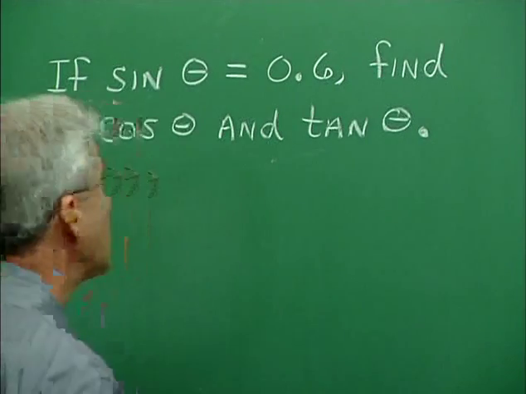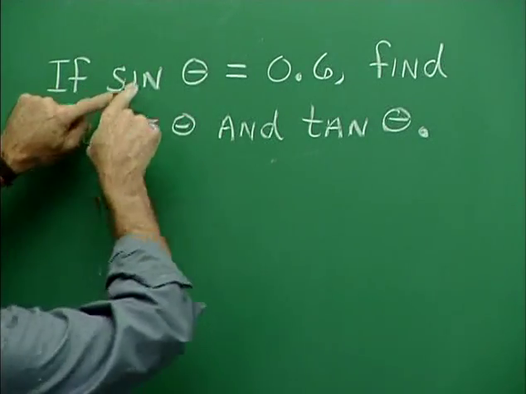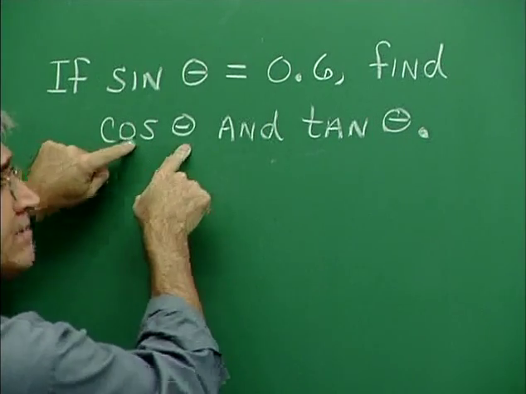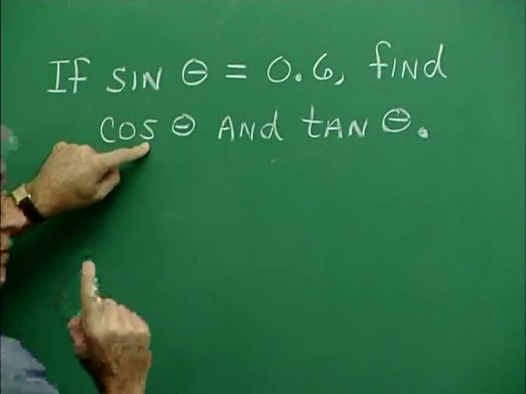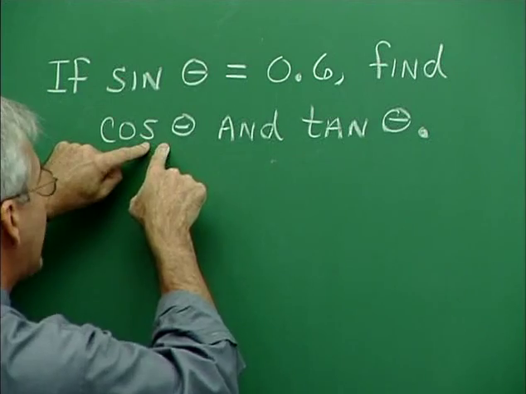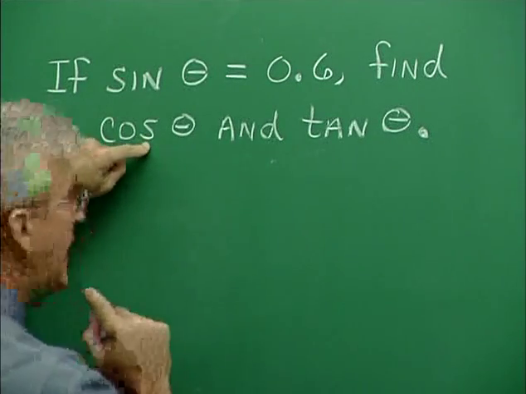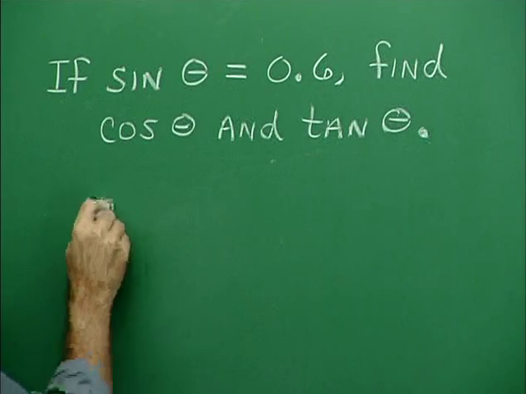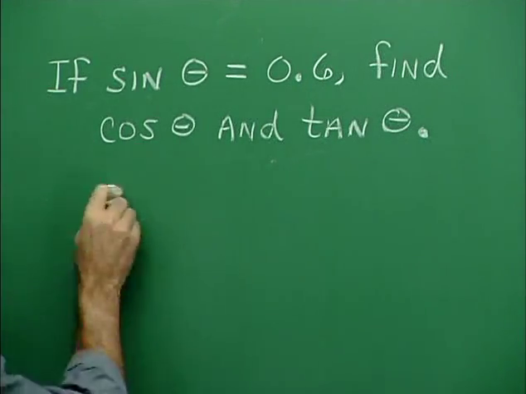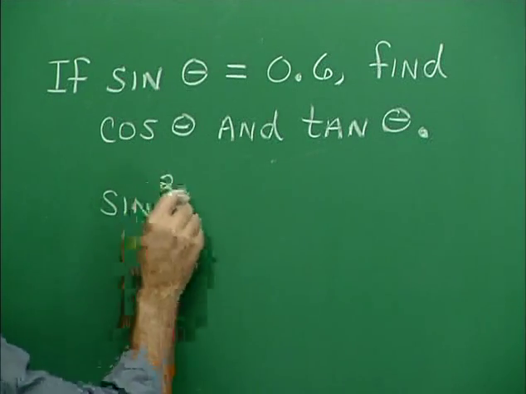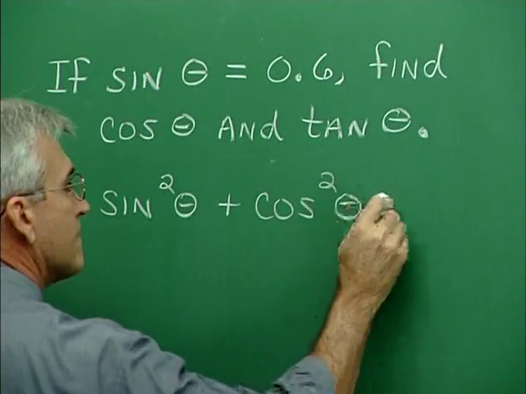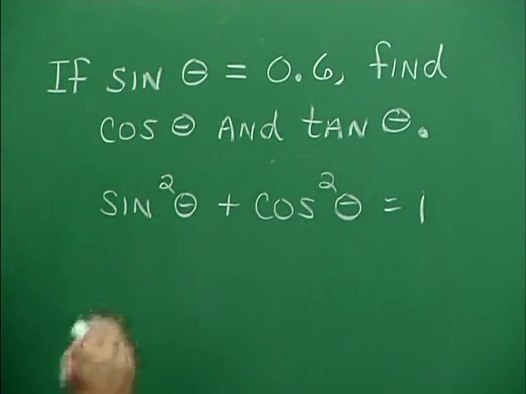Now, to use identities, here's what we do. We have information about the sine, and we want to find the cosine of theta. So we need an identity that involves sine and cosine. The convenient identity I'm thinking about is the first Pythagorean identity that we looked at: sine squared theta plus cosine squared theta is equal to 1.